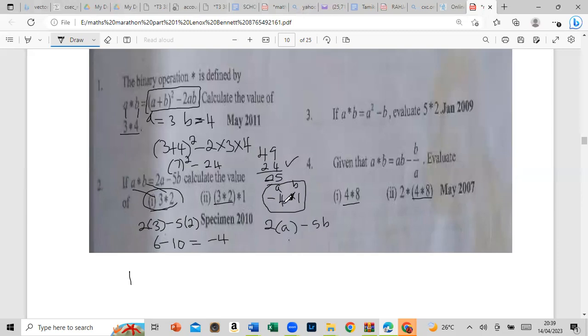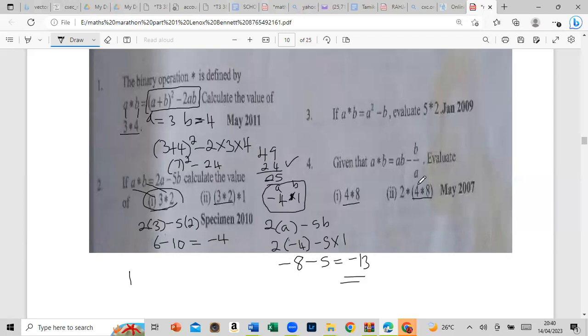But we know A is going to be -4 now. So it's going to be 2 times -4, and B is going to be 1, so that'll be -5 times 1. 2 times 4 is -8, and then 5 times that is -5. Both of them negative, so we add them. 8 plus 5 gives us -13. So that would be our answer. Clear now, guys?